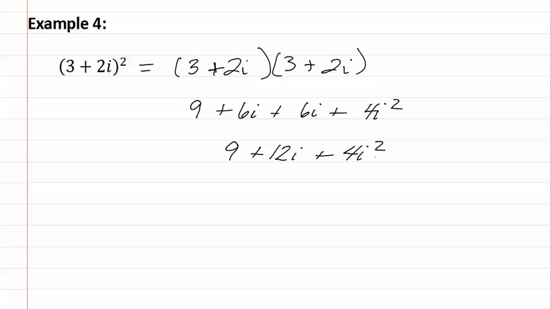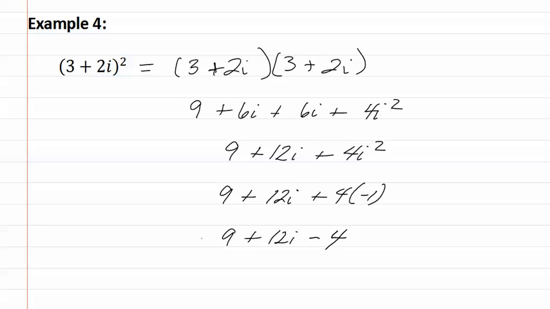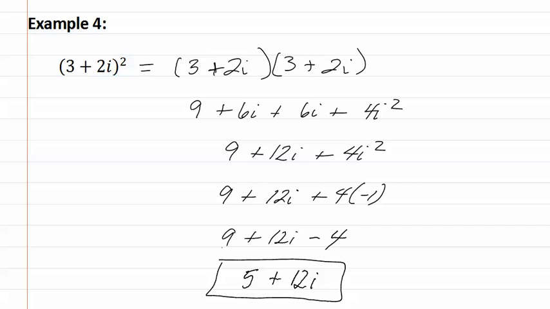Remembering that i squared is actually a negative 1, we have 9 plus 12i plus 4 times a negative 1. Which gives us 9 plus 12i minus 4. And 9 minus 4 is 5 plus 12i, which is our final answer.